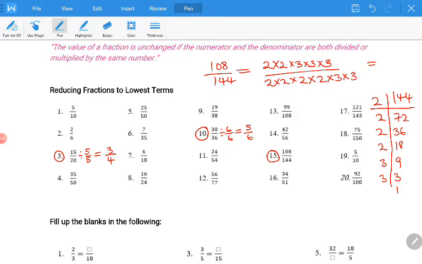So here we cancel out 2 and 2, 2 and 2, then 3 and 3, 3 and 3.